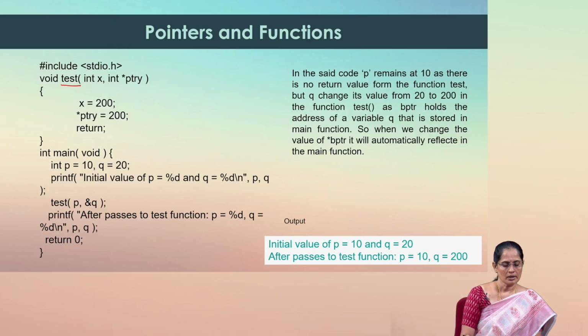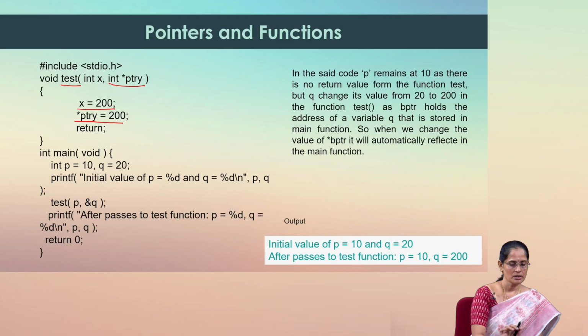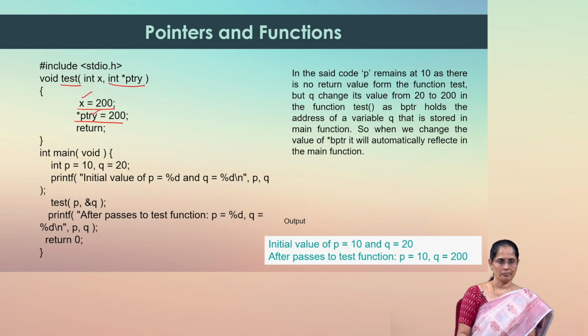Okay, one thing that you can see here is that one of the arguments of the function I am passing is a pointer, right. So, what we do inside the function, we are declaring a local variable named x with the value 200, and we are declaring a pointer type variable, and we are assigning the value 200 to it, and the return statement, right. So, here we are trying to make the value of x as well as the PTR's value to be the same, right.